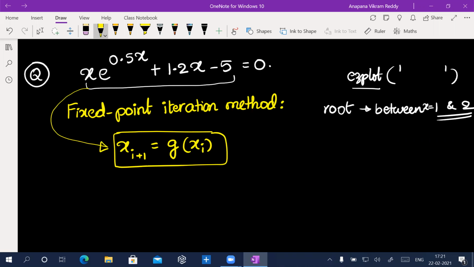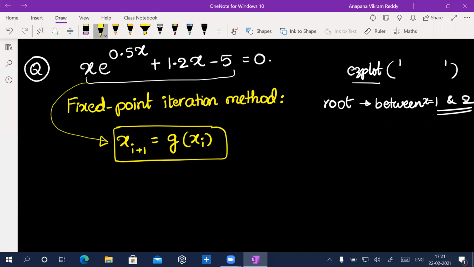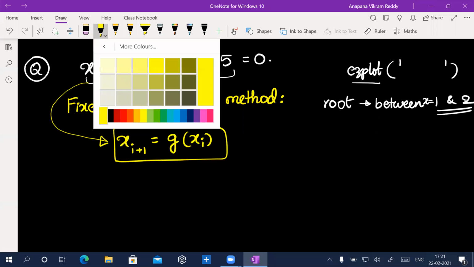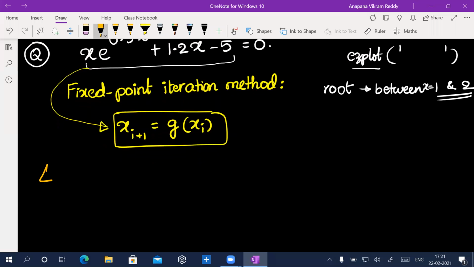Let me take which color I can take now? More colors. Which color is decent here? All are looking dark, there is no light color. Let me take this color. I think we already have this color. So let me take case 1.